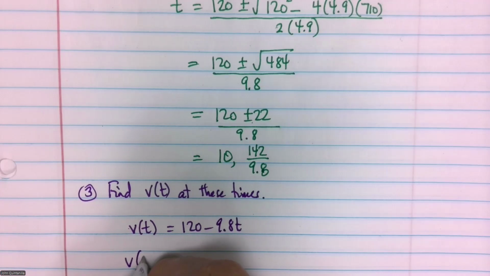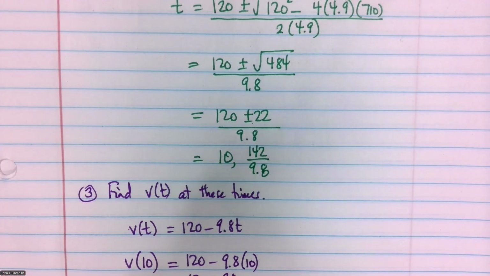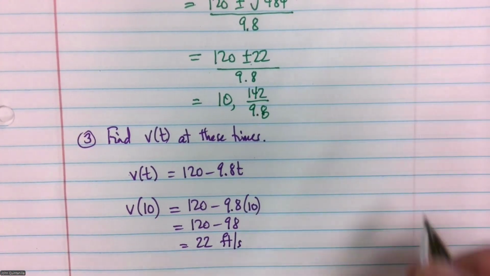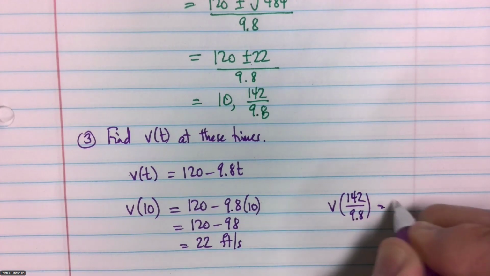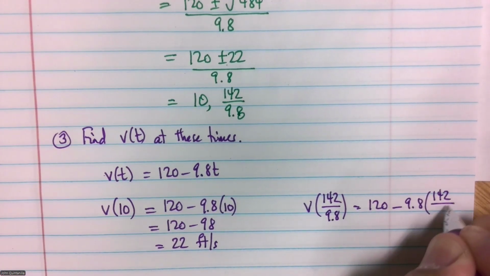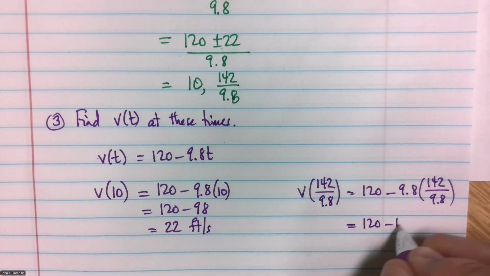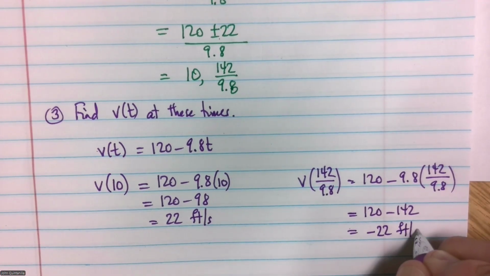So for option 1, at time 10, we would have 120 minus 9.8 times 10. That is 120 minus 98, and that works out to be 22 feet per second. So it could be going upward at 22 feet per second. For the other option, I plug in 142 divided by 9.8. So that's 120 minus 9.8 times 142 divided by 9.8. The 9.8s cancel, and we get 120 minus 142. And so the other option would be negative 22 feet per second.